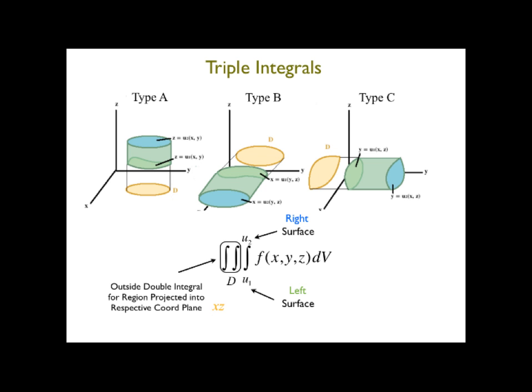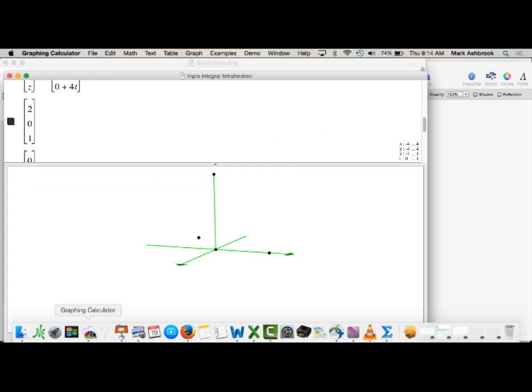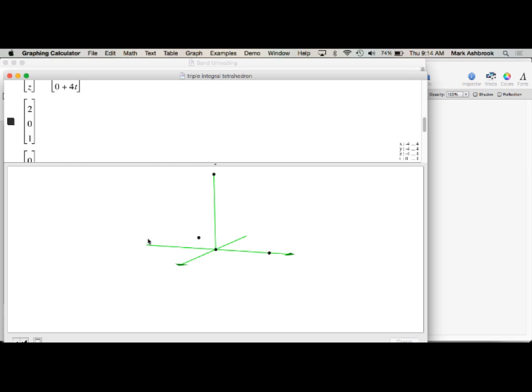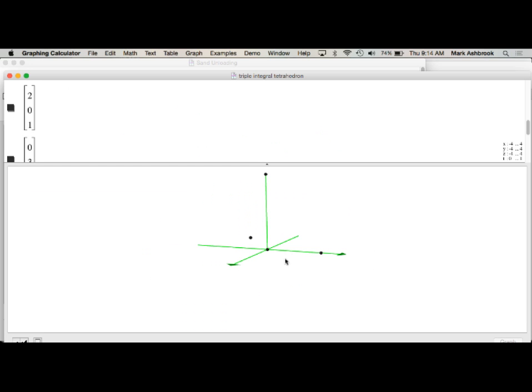So let's see if my GC file will work, hopefully. Does my GC file come up? Yay, okay. All right, so I've got these points. The points are 2, 0, 1; 0, 3, 0; 0, 0, 0; and 0, 0, 4. So those are 4 points right there, and those 4 points define a tetrahedron.